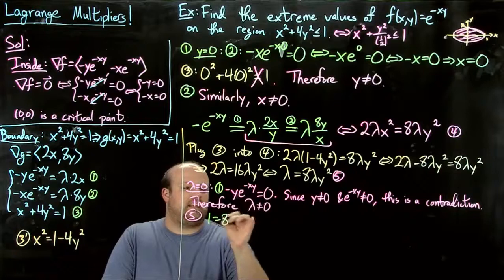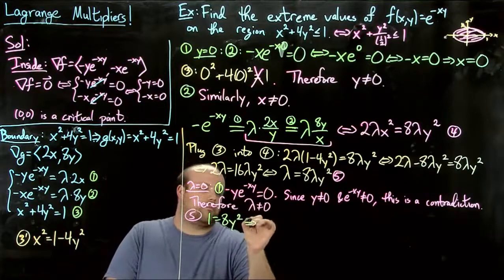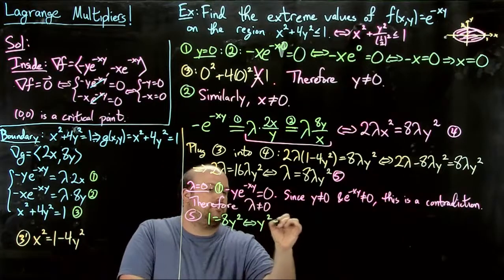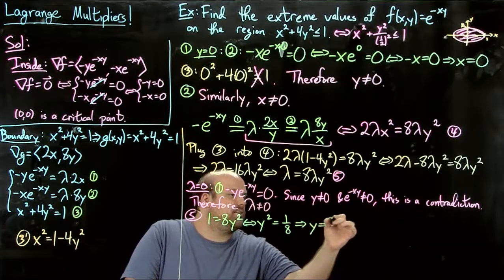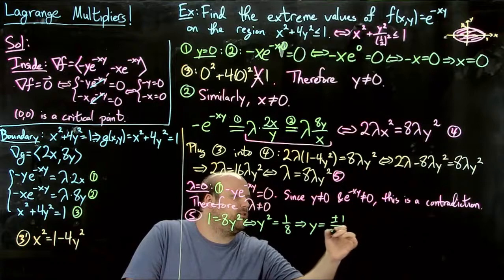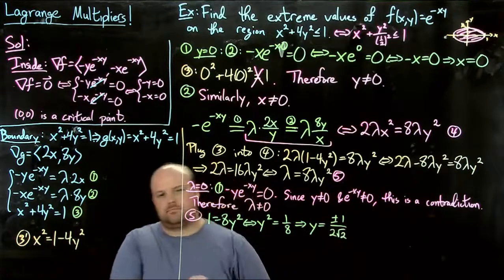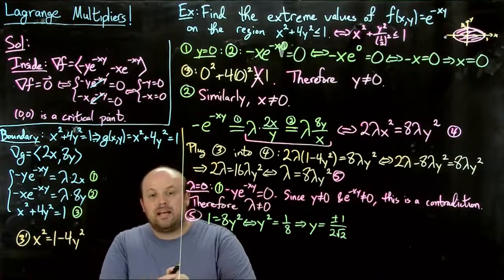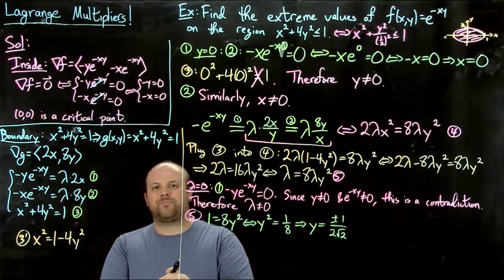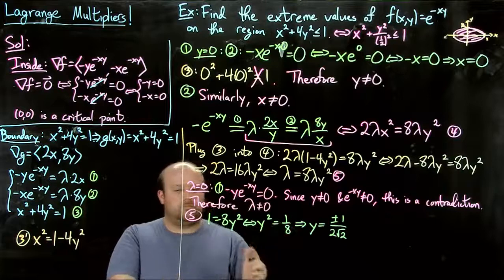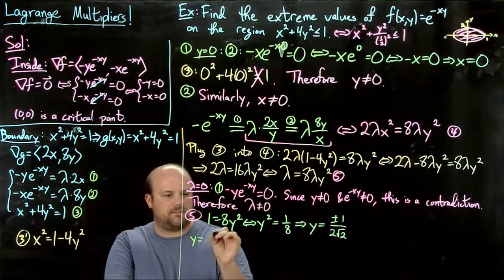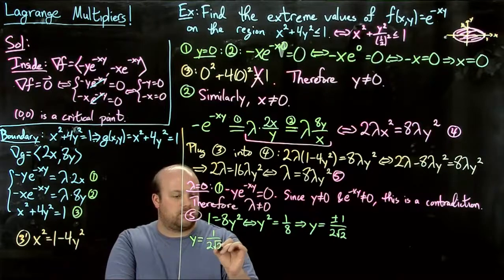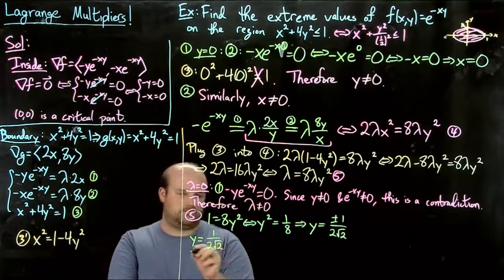1 is 8y squared, which is saying y squared is 1 over 8, which is saying y is plus or minus 1 over 2 root 2. All right, now we're making progress. So now we just have to find the x values. So let's do both of those. And again, we of course have two cases. Y equals 1 over 2 root 2.